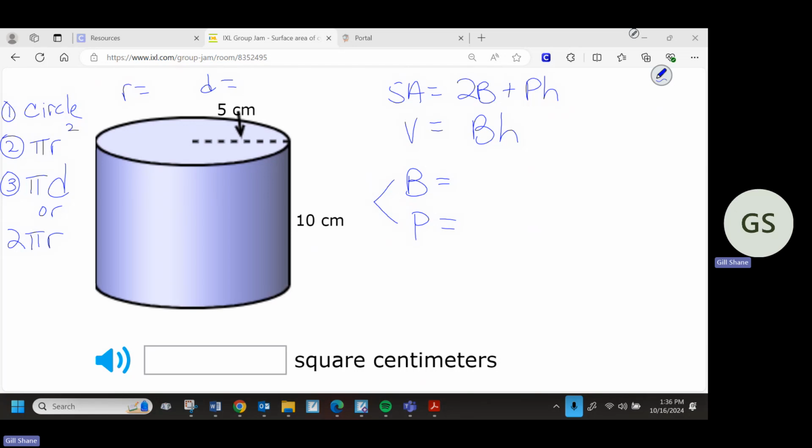Radius is from the center of the circle out to the edge. So if that's from the center to the edge, that's the radius. How do I find the diameter? Just tell me the answer. I think somebody said 10. So you could either say 5 times 2 or 5 plus 5, works either way.